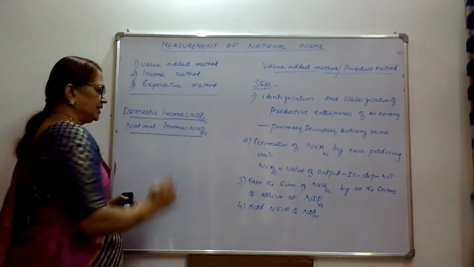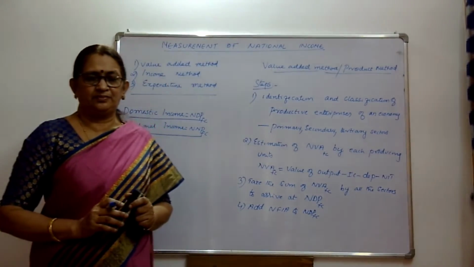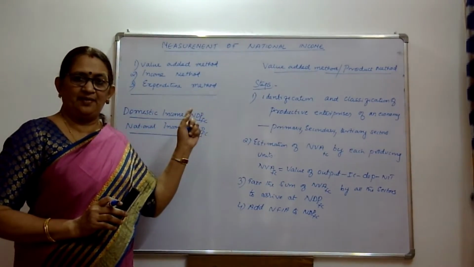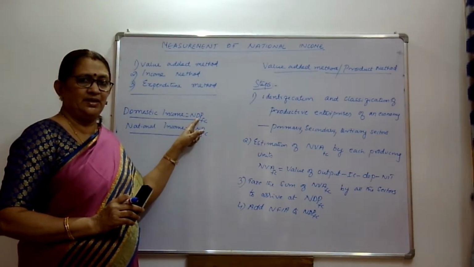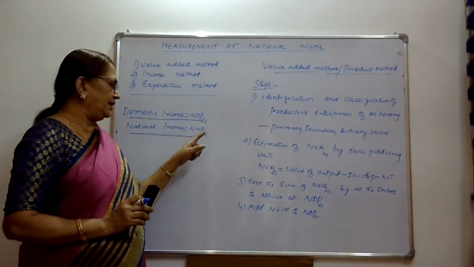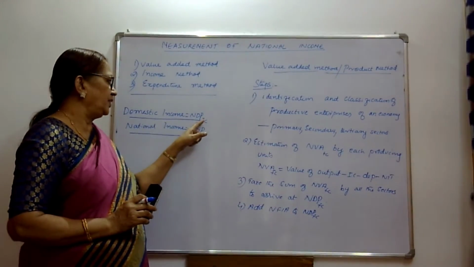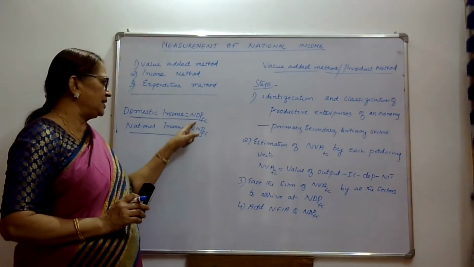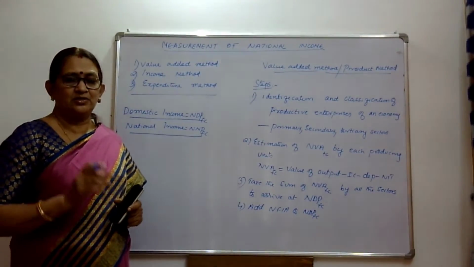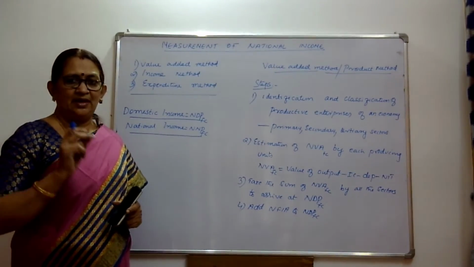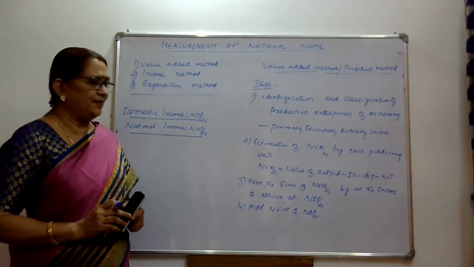So, net concept does not include depreciation. So, in order to make it gross, we have to add depreciation. Domestic concept does not include net factor income from abroad. National concept includes net factor income from abroad. Then, both these are at factor cost, which does not include net indirect tax. So, in order to make factor cost to market price, we have to add net indirect taxes.